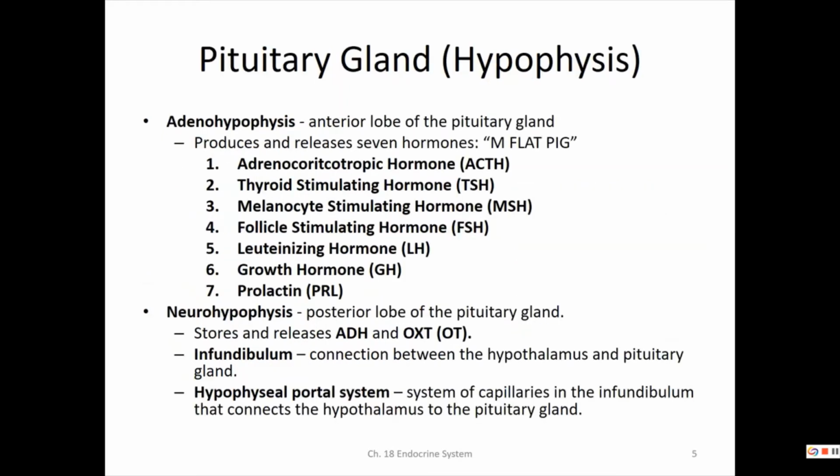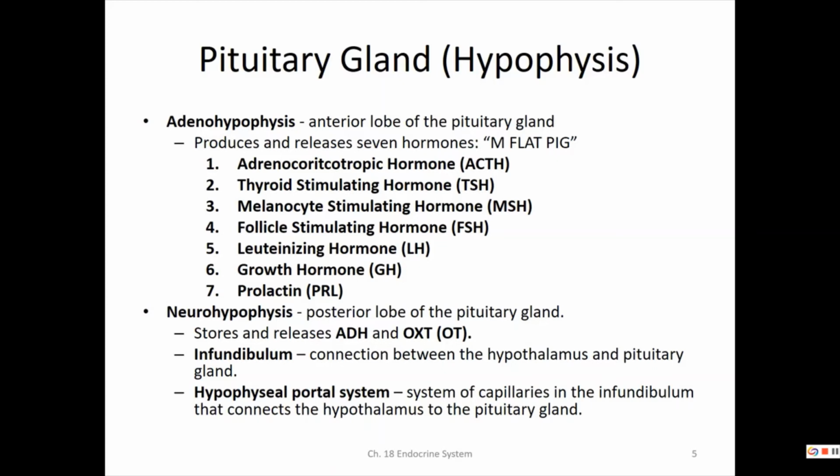Now, our pituitary gland. Here, we saw that all the hormones from the pituitary or the hypophysis was M goat flap. That was all of them. M goat flap. Now, the pituitary gland, remember, has two lobes. It has a lobe called the adenohypophysis. What does that tell me? Anterior lobe of pituitary, adenohypophysis.